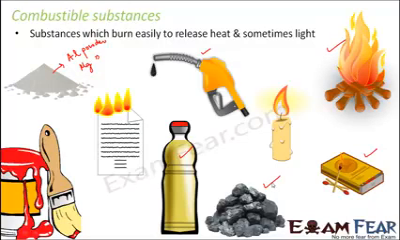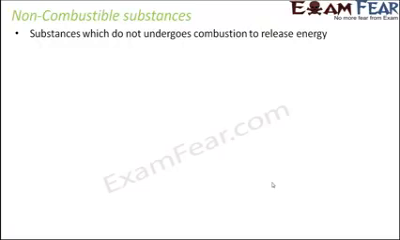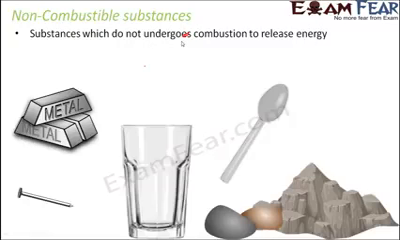Now it is just that all these combustible substances undergo the process of combustion in different ways. Some of them will produce huge fire, some of them will produce flames, some of them will just show some sort of glow. So that varies from substance to substance. On the other hand, we have a set of non-combustible substances which do not undergo combustion to release energy. So they will not get burned to release energy. Let us look at some examples.